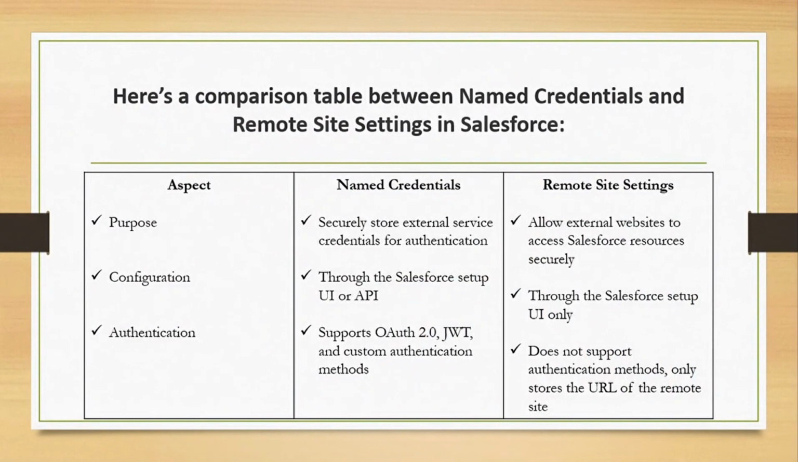Here is a comparison table between named credentials and remote site settings in Salesforce. Purpose, configuration, and authentication. Named credentials securely store external service credentials for authentication, and remote site settings allow external websites to access Salesforce resources securely. Named credentials are configured through the Salesforce setup UI or API, and remote site settings through the Salesforce setup UI only. Named credentials support OAuth 2.0, JWT and custom authentication methods. Remote site settings do not support authentication methods, and only store the URL of the remote site.